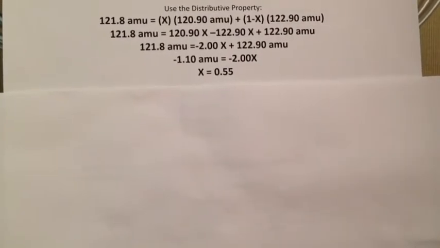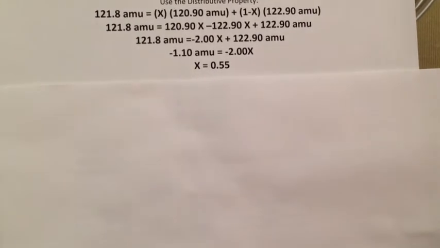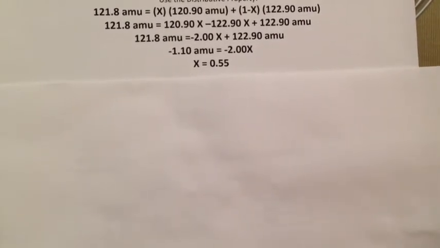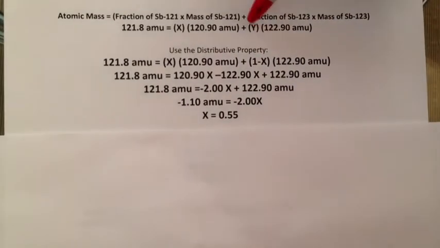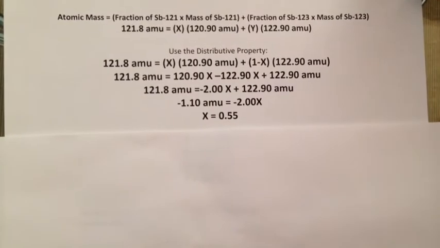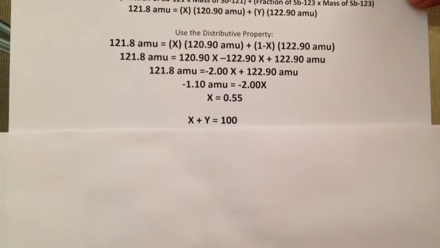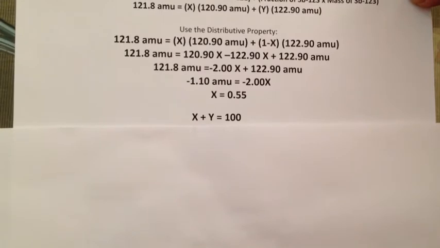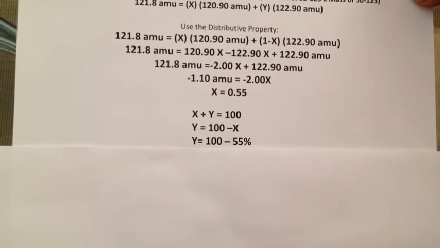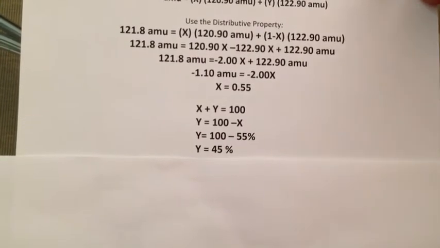the lighter isotope. This is not the right answer because we want the percent abundance of the heavier isotope, which is antimony 123, and it is represented by the variable Y. Since we know what X is and the sum of the percent abundances equal to 100%, we can find what Y is by subtracting 55% from 100%, and we get Y equals 45%.